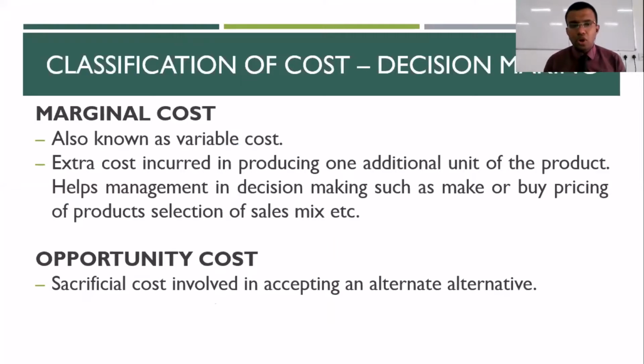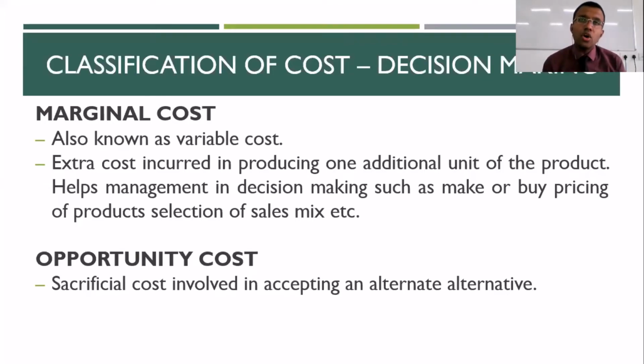The next few costs that we have to discuss, the first is called marginal cost. I do not wish to spend too much time explaining marginal cost to you. Marginal cost is also called variable cost. It refers to the cost that is incurred by your firm to produce one additional unit of a product. So that is called marginal cost.